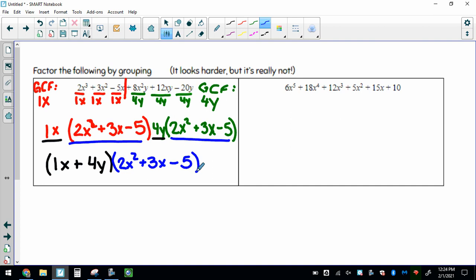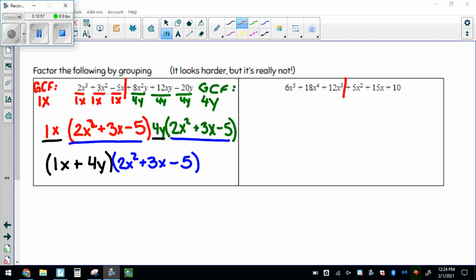All right, and then the second one is similar. So split them in half. Go ahead and try this one on your own. Find your GCFs of both sides, divide them out, make sure you get the parentheses to match, and the answer will be here when you hit play.